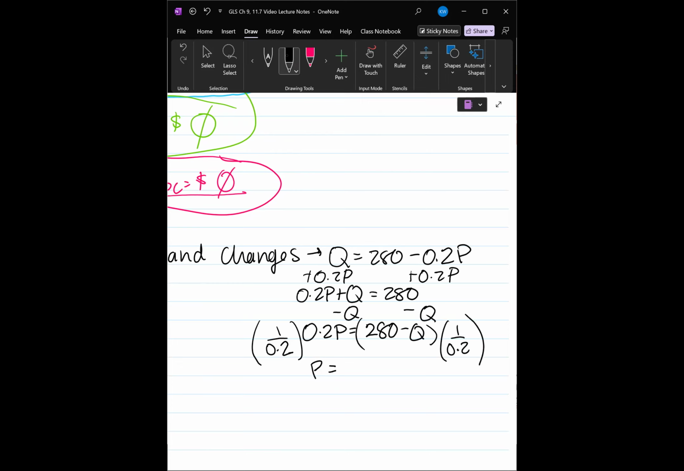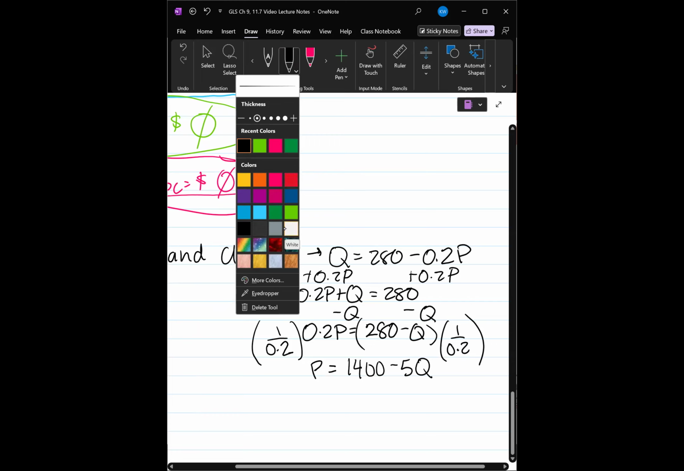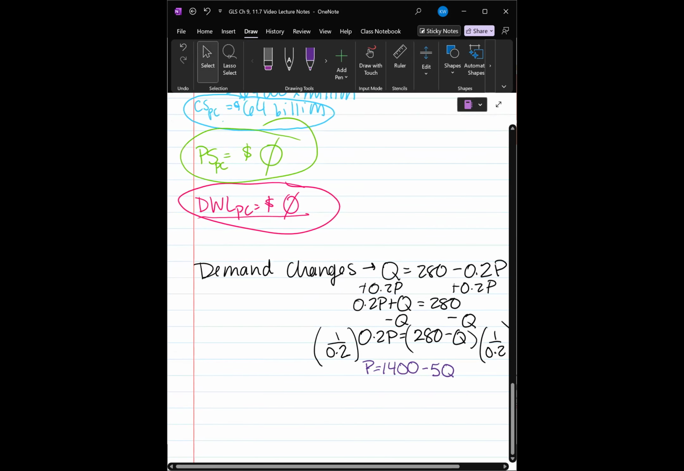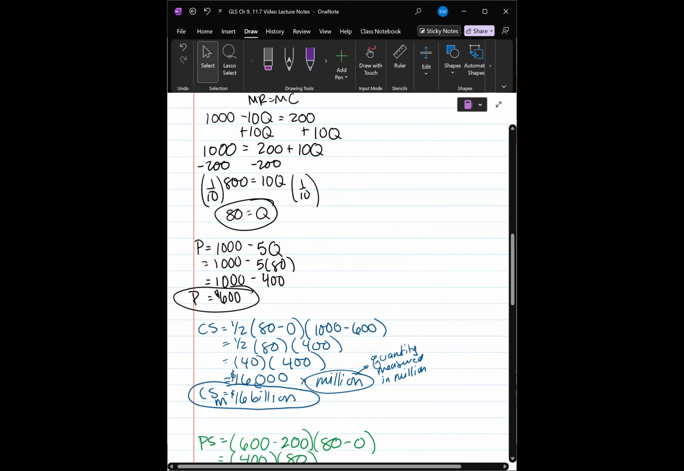So when we do that, we're going to end up with an inverse demand equation of price equal to 1,400 minus 5 times quantity. Okay. I'm actually going to change my color here so we can draw this into our graph. Let's use purple. So our new inverse demand equation is price equal to 1,400 minus 5 times Q. Let's go ahead and draw that into our previous graph.